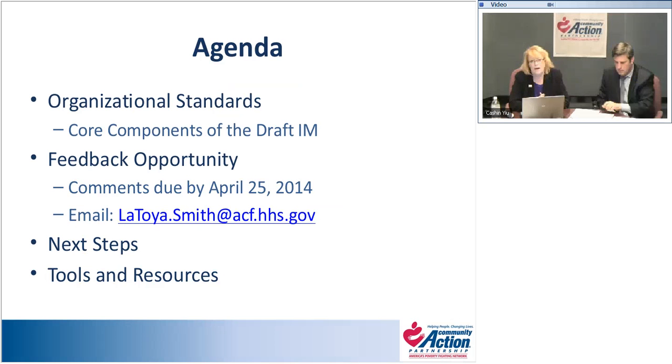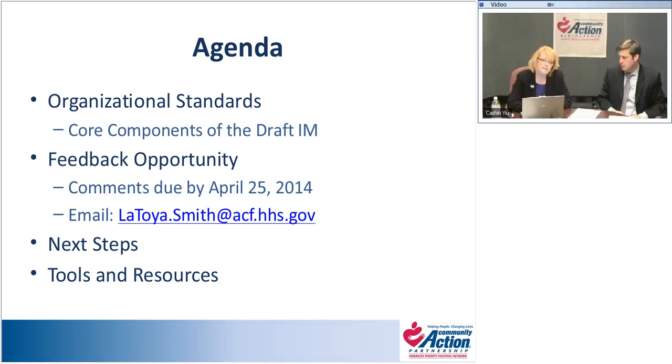Today we do want to talk about what those core components of the draft IM say. We'll do our best to try to talk about what they mean, perhaps, as well, and how that's going to impact both agencies and states, as well as associations. I do like to encourage folks that in addition to that tool, having the Dear Colleague letter with the draft federal and state accountability measures is a nice thing to kind of have in tandem.